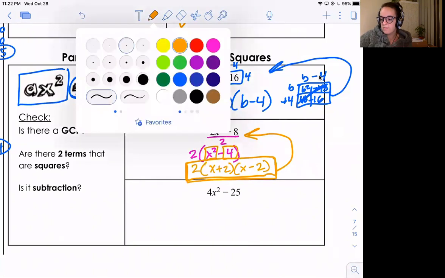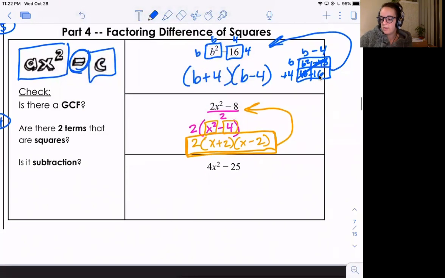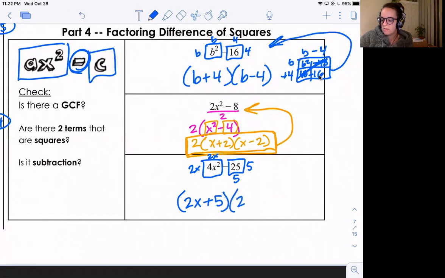All right. And then finally, we have this one. There's no GCF, nothing I could take out, but I noticed this is a square. This is 2x times 2x, and 25 is a square, 5 times 5. So we would have 2x plus 5 and 2x minus 5.